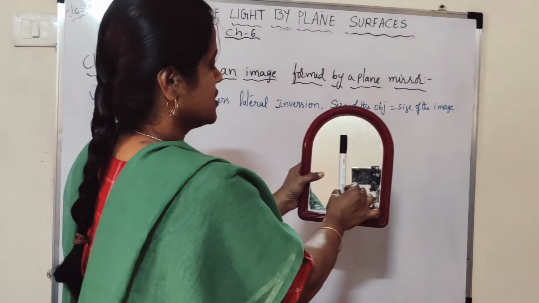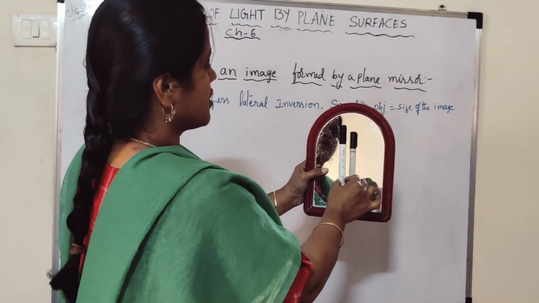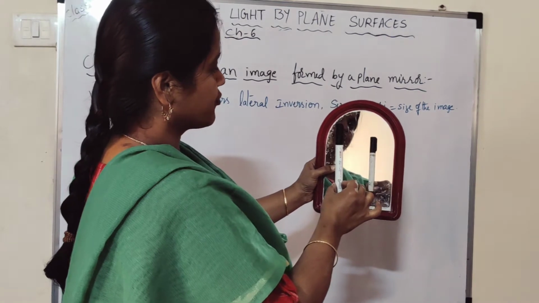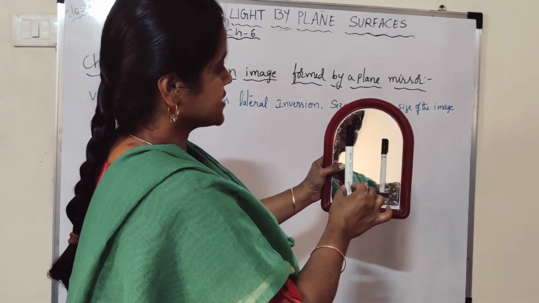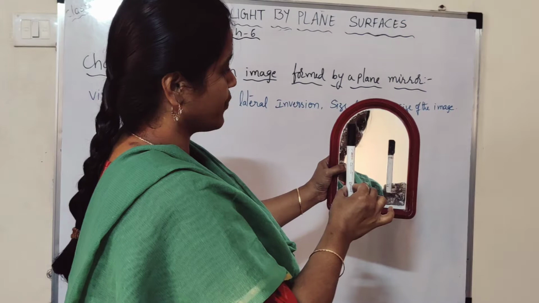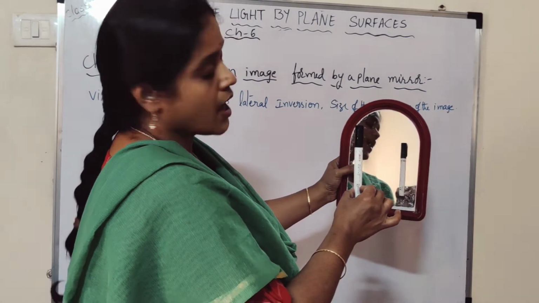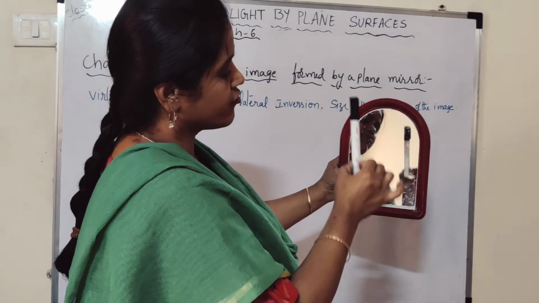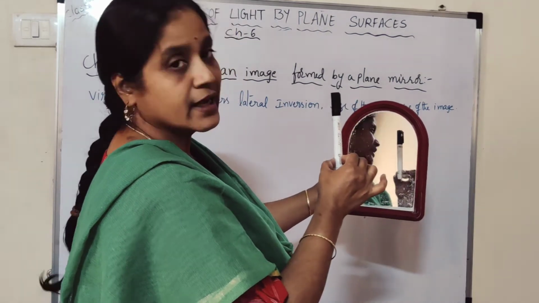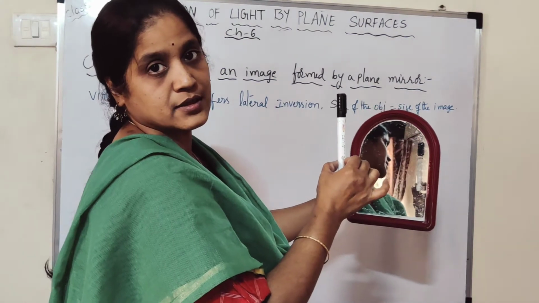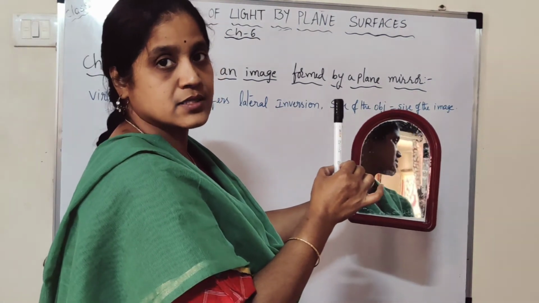Like this, towards your eye. When you move this pen towards your eye, if you observe, there is a change in the image of the pen in the mirror, meaning the size is gradually decreasing. And I feel that the size of this pen is gradually increasing. Why does it happen? What is the reason behind this?